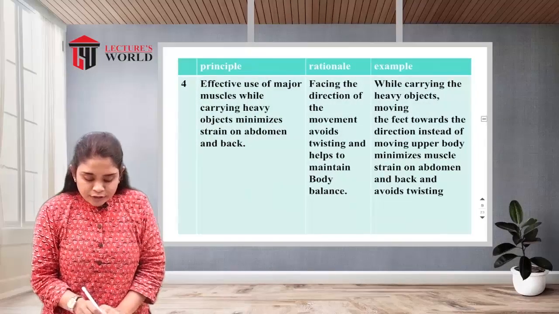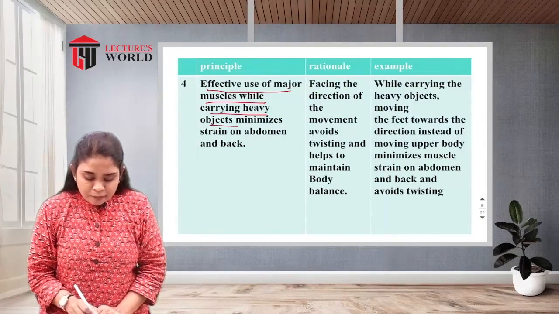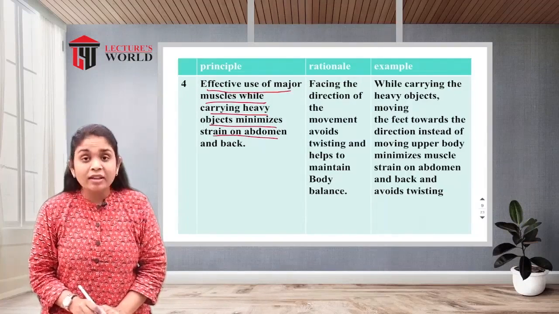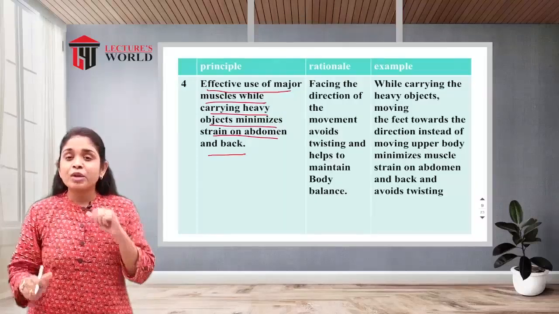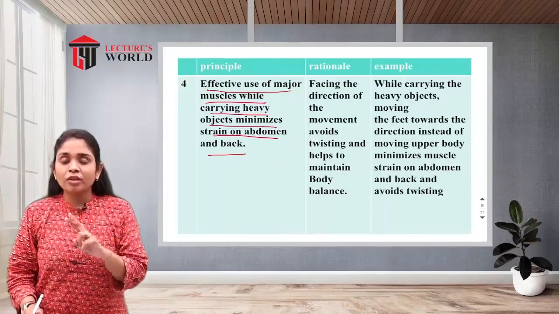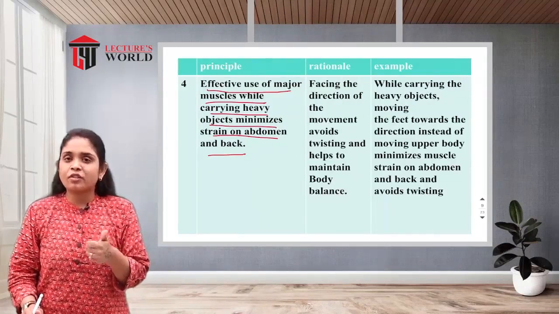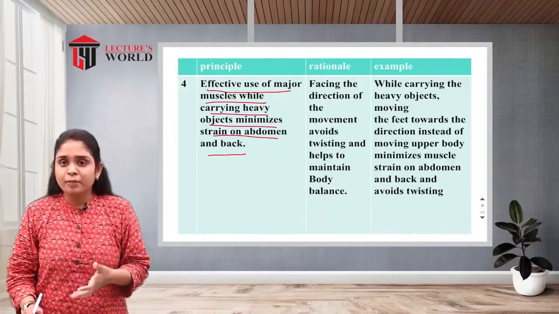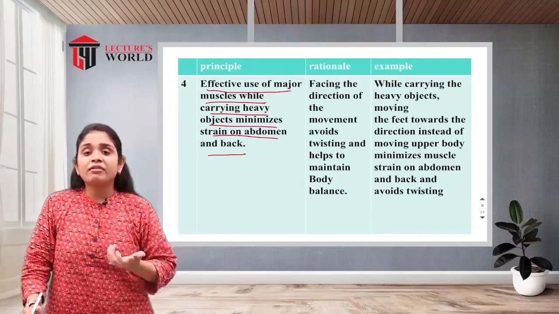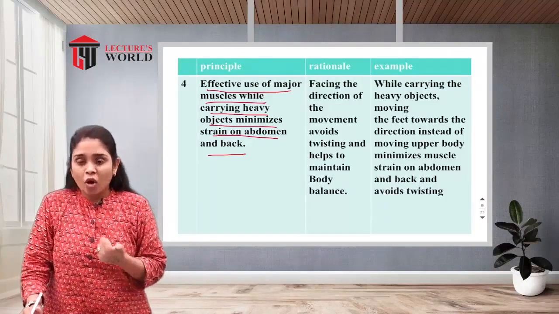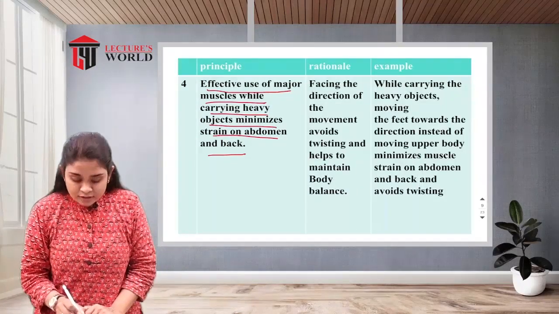Now the fourth one: effective use of the major muscles while carrying heavy objects minimizes strain on the abdomen and the back. So what happens when we hold something? At that time we use two muscles more. One is from the back side, the muscle of the back, and the abdominal muscle. Okay, so both these muscles are used more when we lift any heavy object. So what is the rationale behind that?